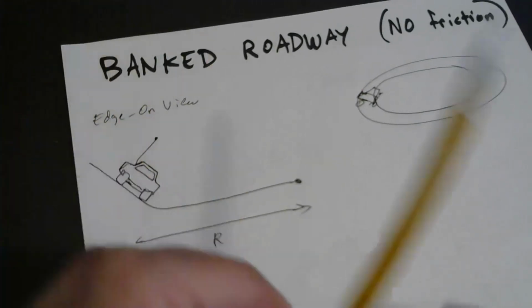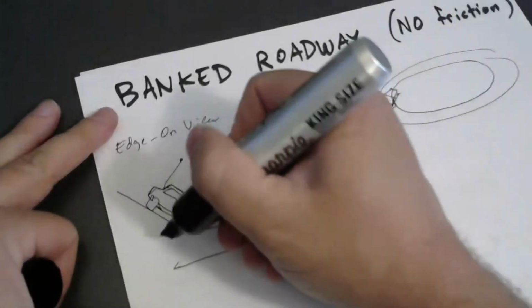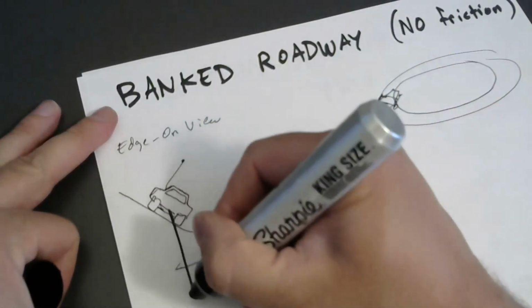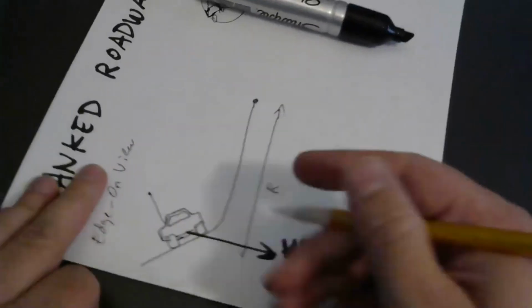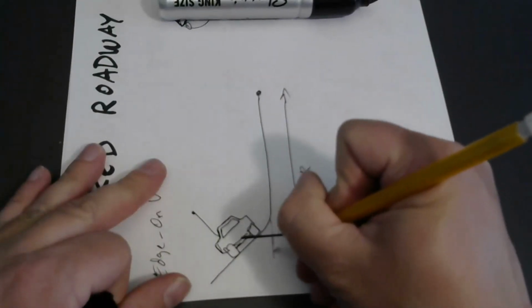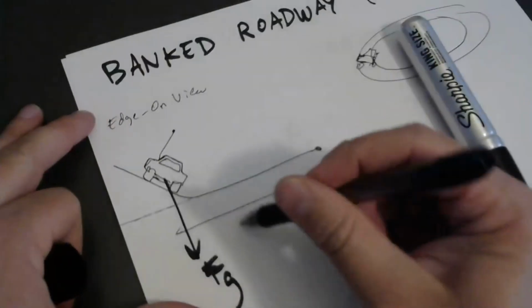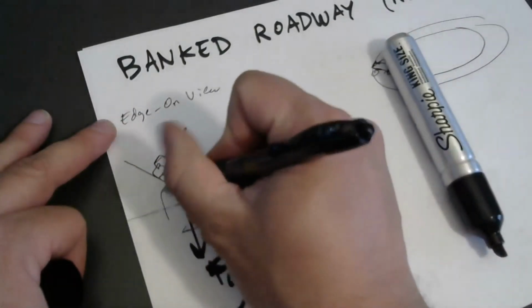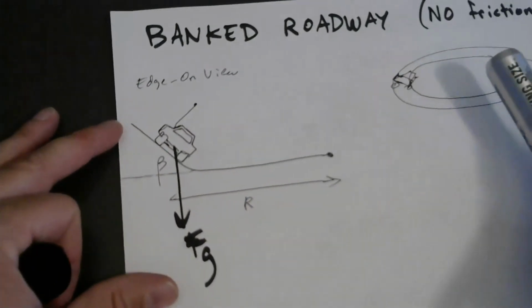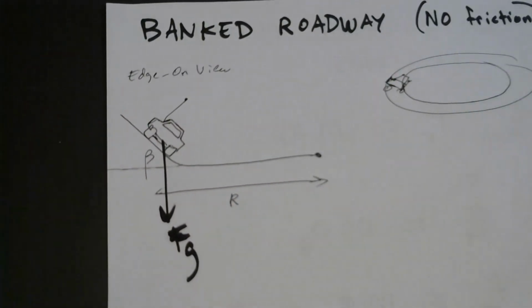This is the z-axis. Let's draw the various forces we can find. Of course, gravity pulls down. This is Fg. Incidentally, I forgot to label the bank angle. So the tilt of the roadway with respect to the ground, I'm going to call that beta instead of theta. Rhymes with theta, not theta.